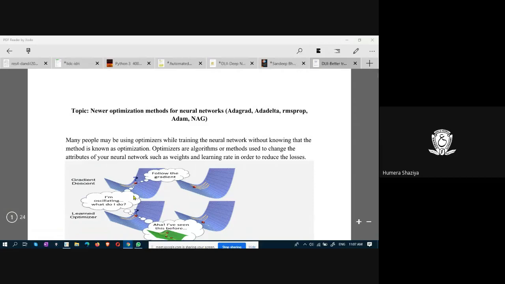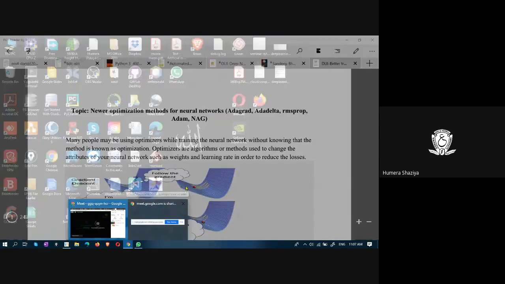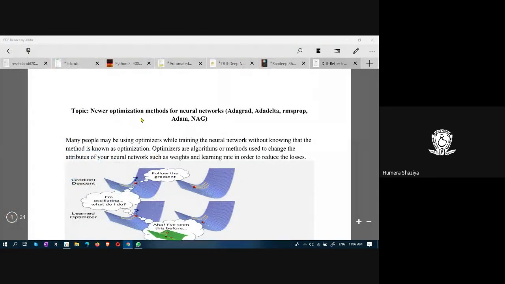Okay, good morning, students. Today we will look at optimization methods for neural networks.